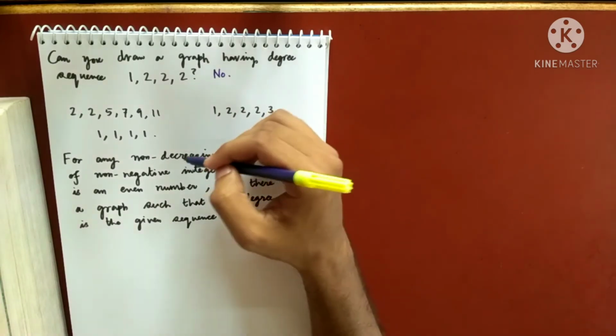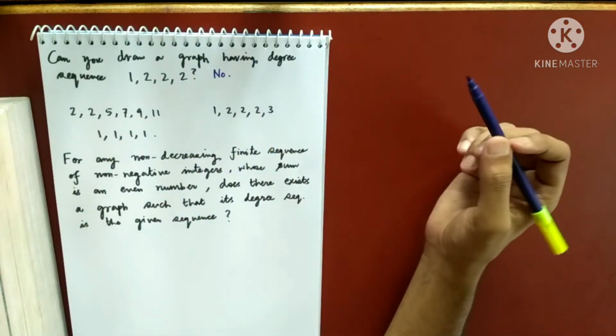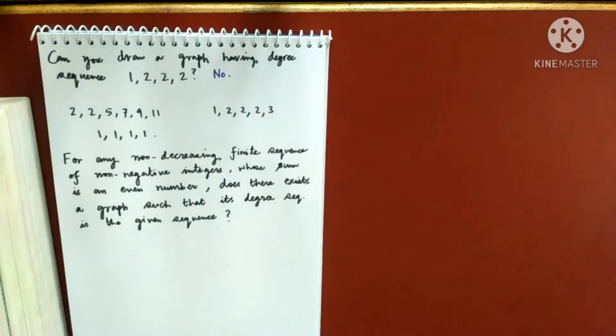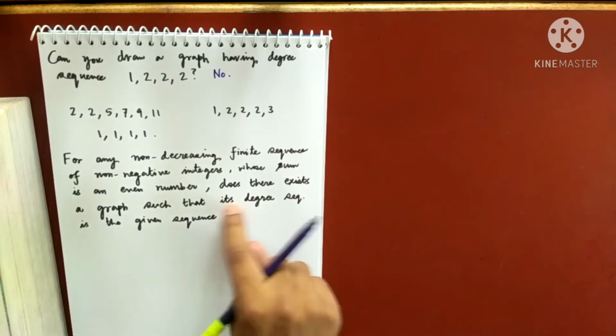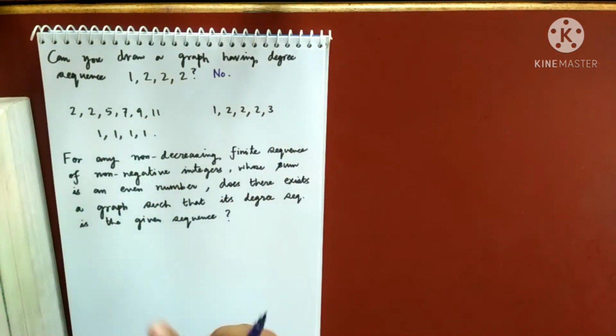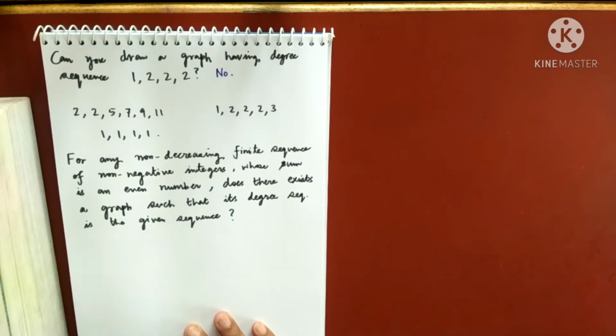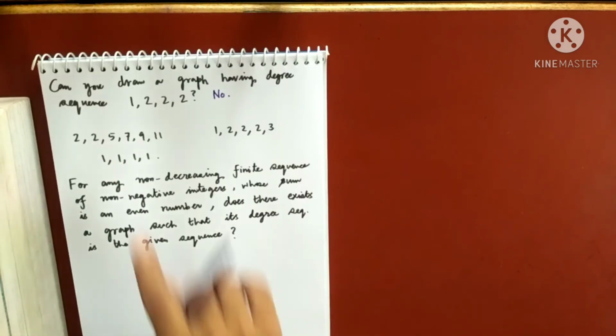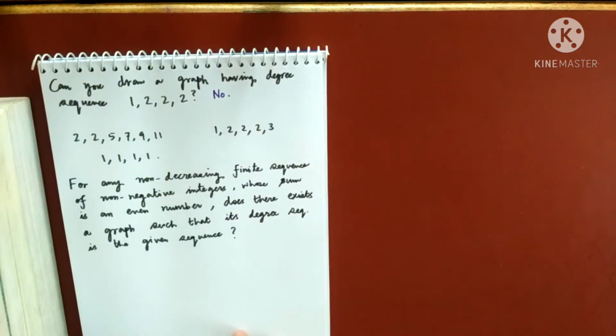I give you a non-decreasing finite sequence of non-negative integers whose sum is even, as you can see here. I can give you any such sequence whose sum is an even number. Can you draw a graph, or does there exist a graph such that its degree sequence is the given sequence? Will a graph always exist? That is my question. What do you think? Will it always exist, or for some list of numbers like this, you may not be able to draw a graph?